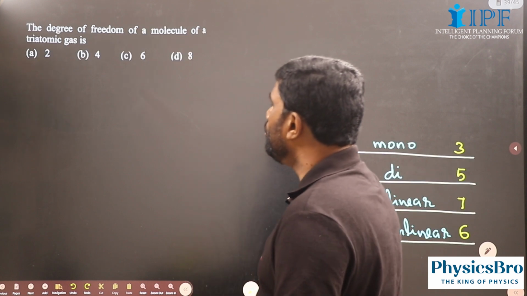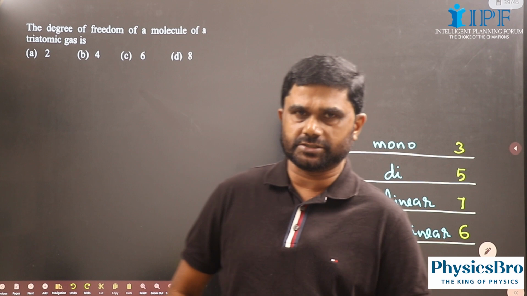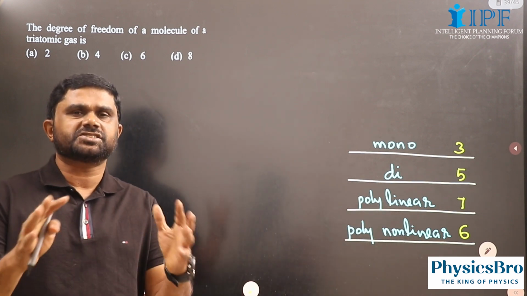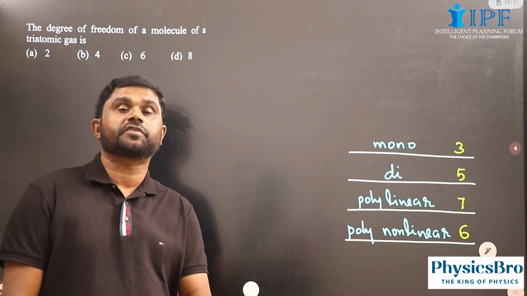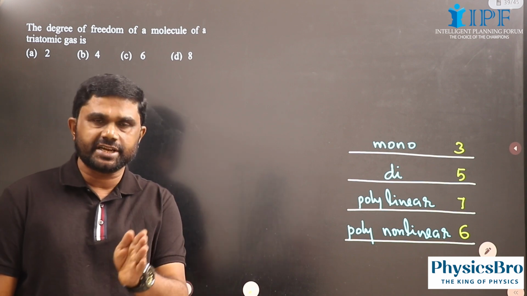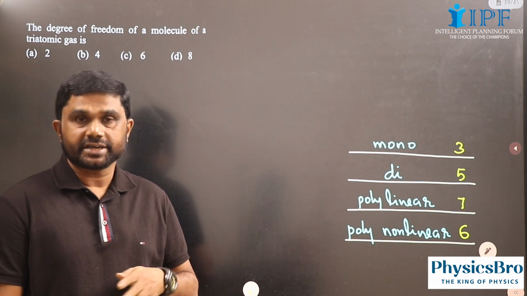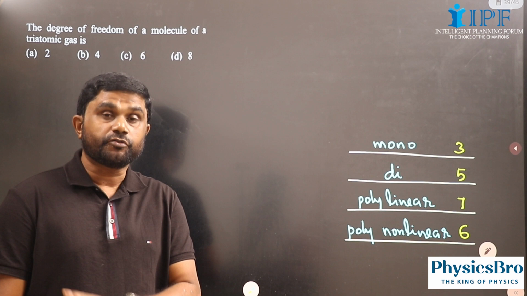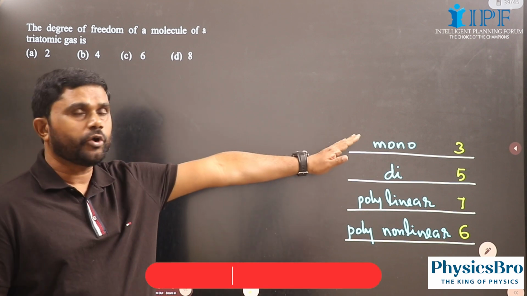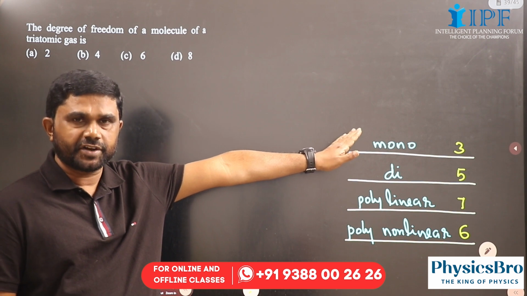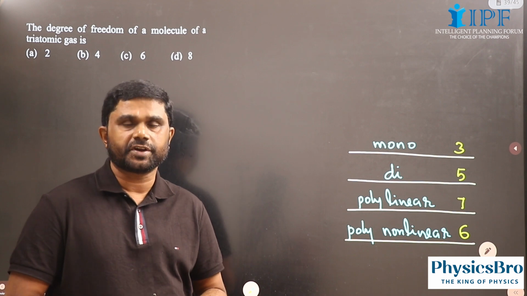Now see the degree of freedom of a molecule of triatomic gas. For any system, the total number of translational degrees of freedom is 3 always, means along the x direction, y direction and z direction. Translational degrees of freedom will be 3 for any system under any condition. And for monoatomic, no rotational degrees of freedom. So note it will have only the translational degrees of freedom, that is 3.